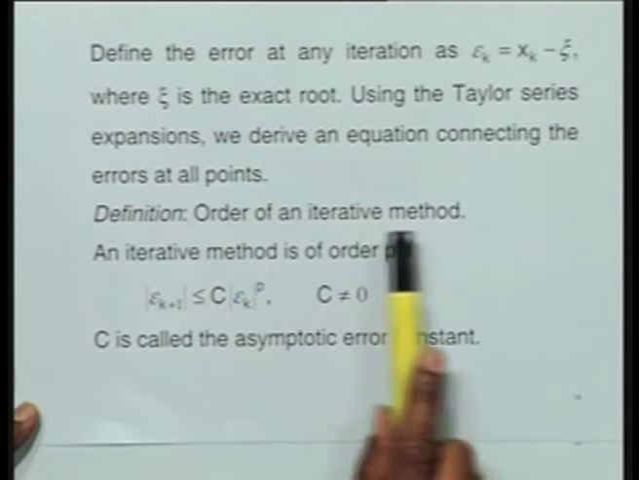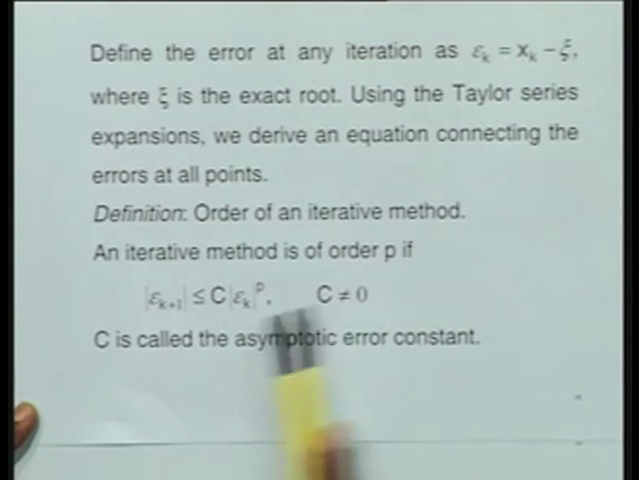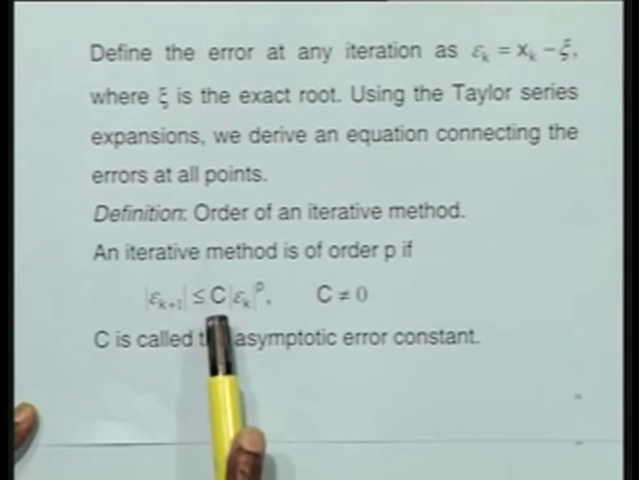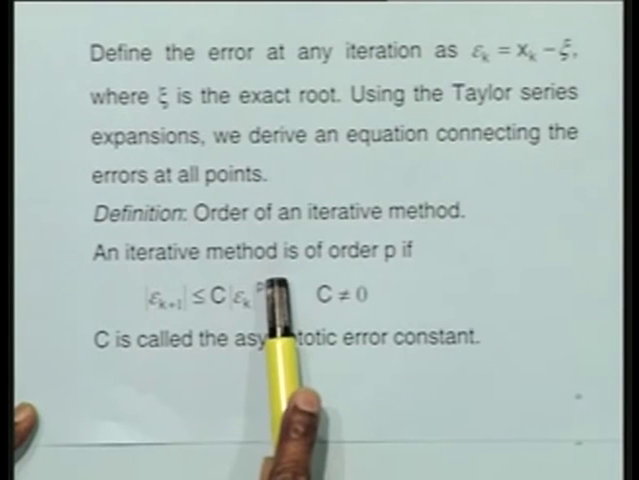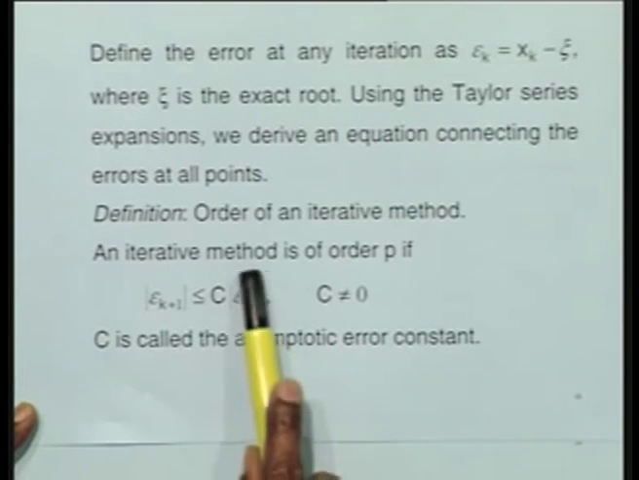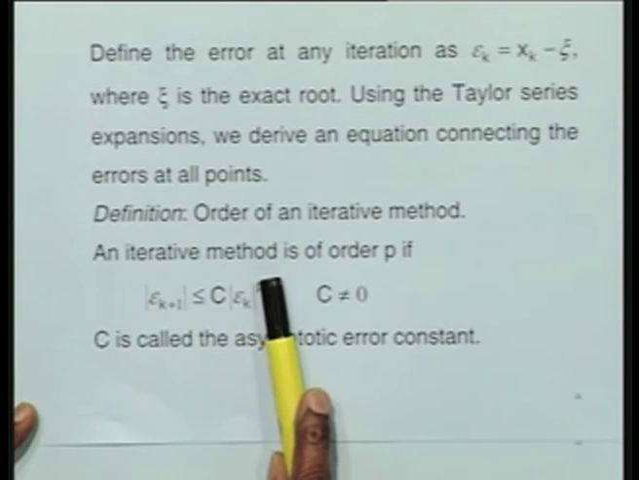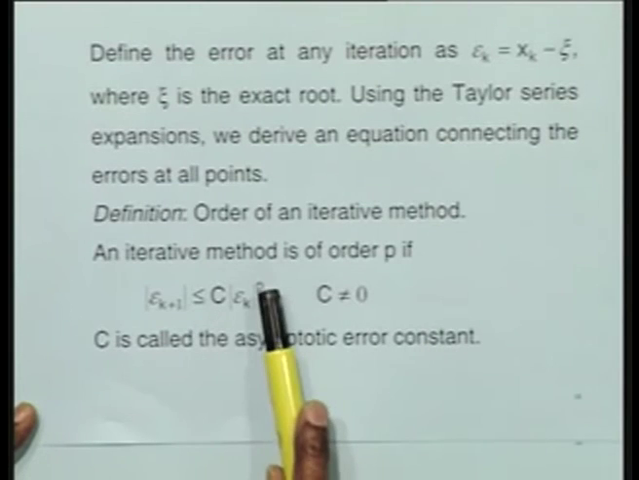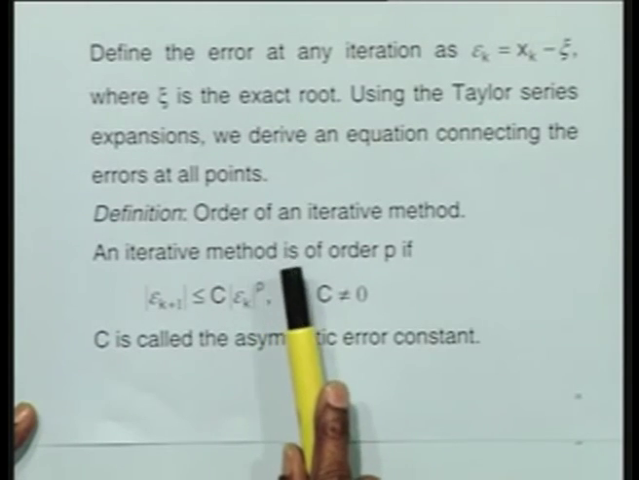Now, we define the order of an iterative method: the iterative method is of order p if the error at the current step in magnitude is bounded by some constant c times epsilon k to the power of p. This p is called the order of the iterative method. It is also called the rate of convergence of the method. For example, we will be showing that for Newton-Raphson method p turns out to be 2. That means we call the rate of convergence as 2, or order of convergence is 2.